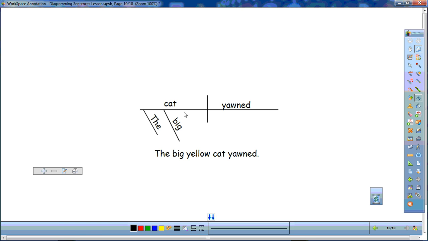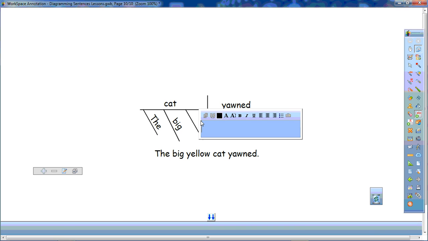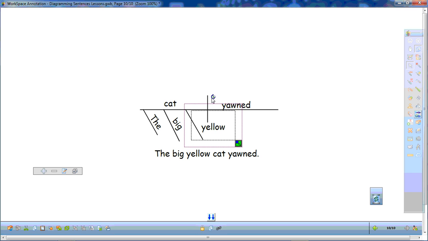So there's one more word, and I bet you know what's yellow, huh? It's not the yawned, it's the cat, because yawned isn't yellow. Yawn can't be, it's an action. So we'll just type that in, yellow, and then we will place that where it belongs, and we can look at that sentence and say we did it. And that's what you should have had on your paper.